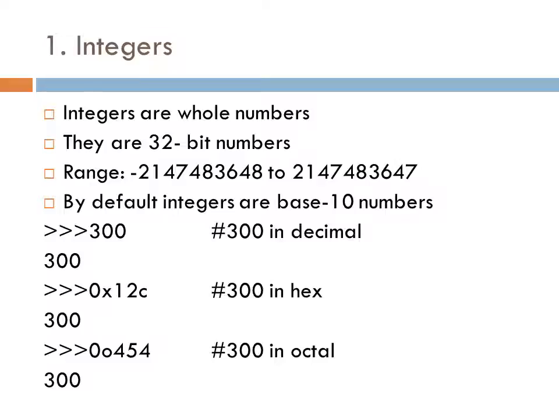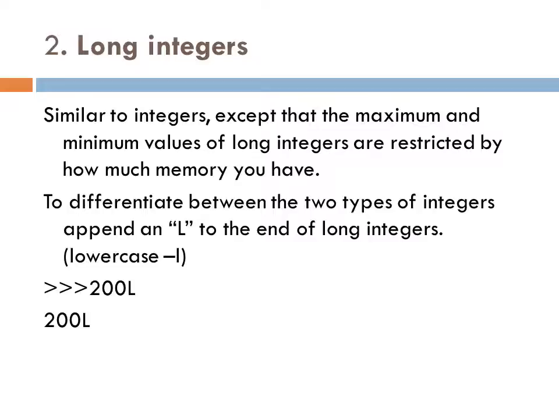Suppose you want to represent the number as a hexadecimal number, then that number should be preceded by 0x and followed by some digits, like 12c. The alphabet characters are also used in the hexadecimal number. So 12c represents the value of 300 in decimal format. Next, for octal numbers, we have to use 0o, followed by octal digits between 0 to 7. So the octal number 454 is equivalent to the decimal integer 300.